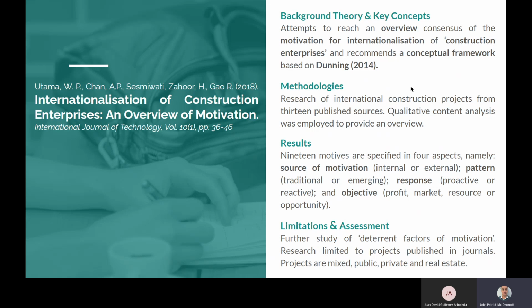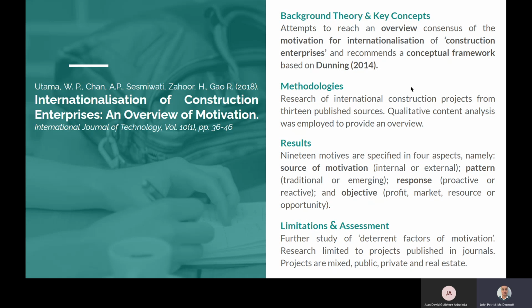Qualitative content analysis was employed to provide an overview, so that includes a repetitive and consistent approach to the published resources. The results: 19 motives are specified and identified, and they're categorized in 4 aspects, namely the source of the motivation, internal or external; the pattern, traditional or emerging; the response, proactive or reactive; and the objective, of course, profit making or market seeking, resource or opportunity.